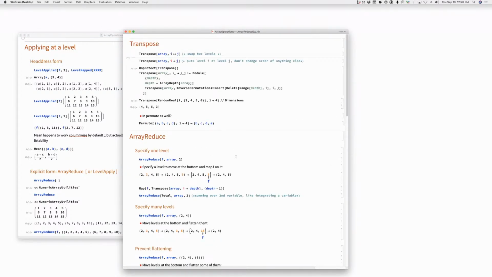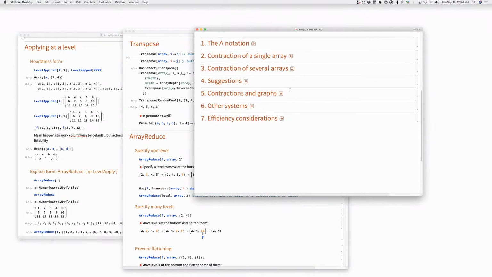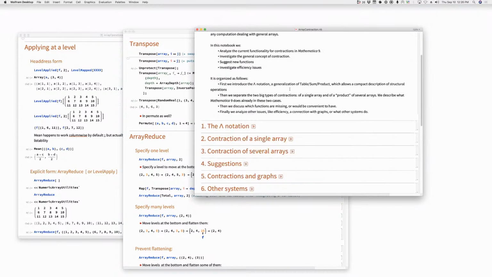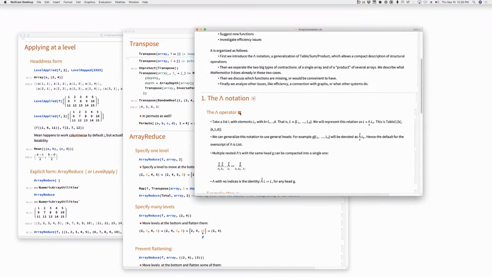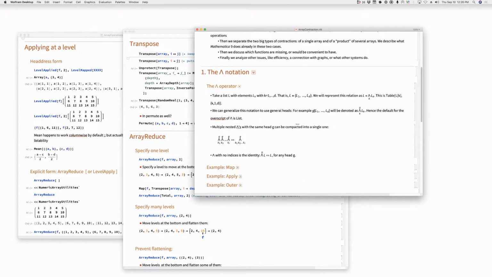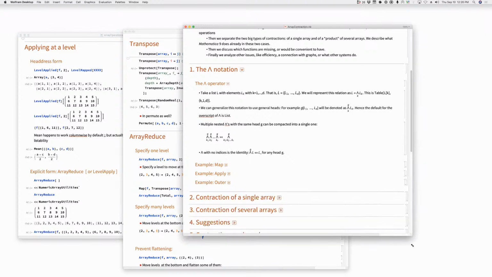Yeah, this transpose was just a side thing because it was making it easier to express ArrayReduce and also this level applied that you were talking about last time. No, this is the whole notebook, but the only thing we are interested in here is this Lambda notation. So this is the algebra I invented to do these things. This is an algebra that has the global idea of contraction and can implement MapThread, outer, inner, all these functions can be expressed in these notations.